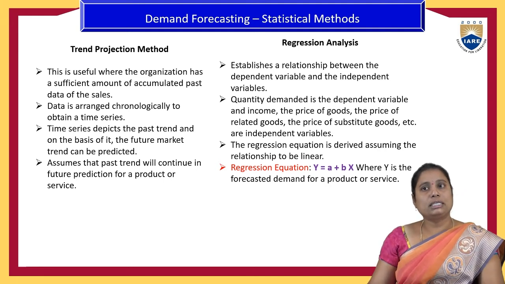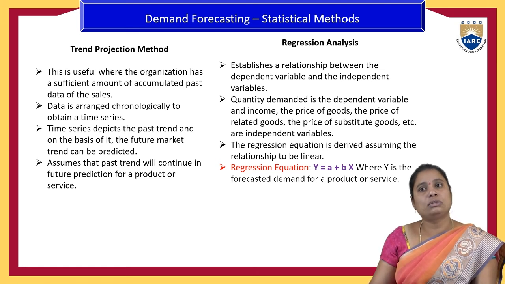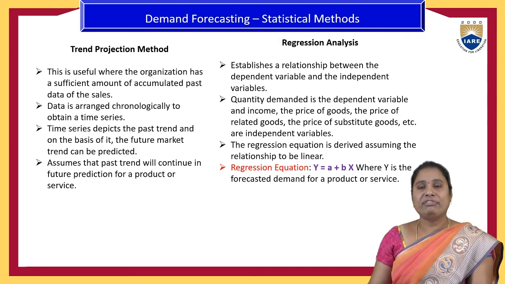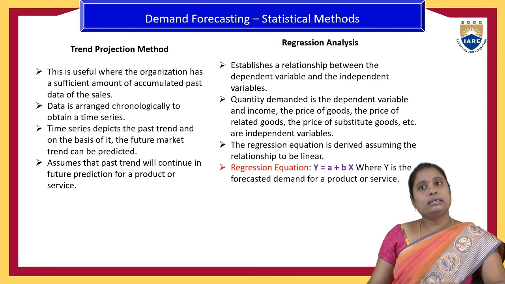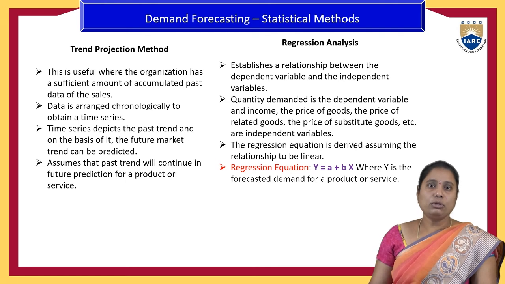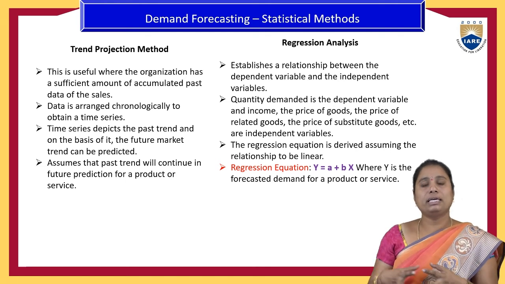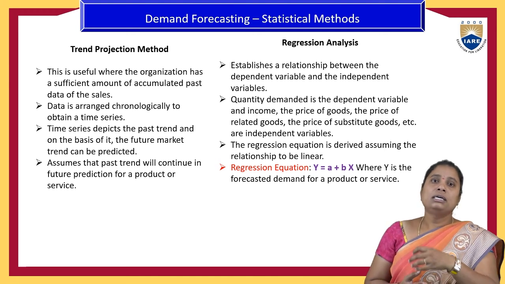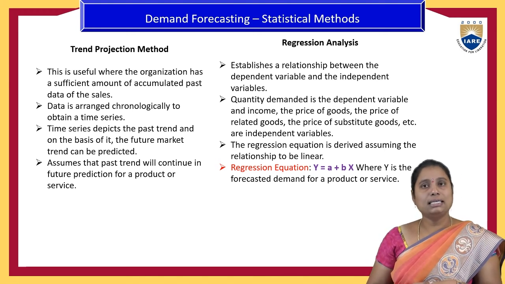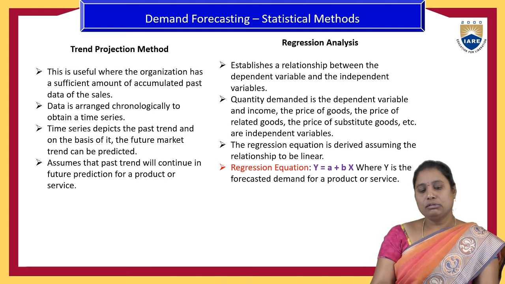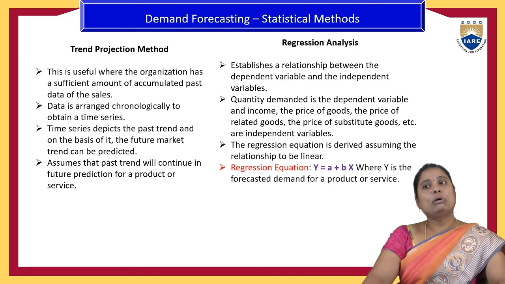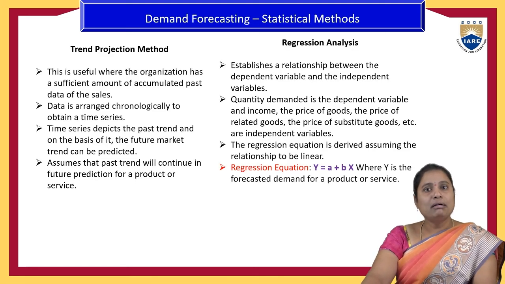The regression equation is y equals a plus b x, that is, sales might equal the cost plus a certain constant factor times profit levels. They can take this into consideration. Like this, for any projection, if they create a mathematical expression between the relationship of the variables in that estimation, then that is called regression analysis. So they can use either trend projection or regression analysis. These are all the methods of demand forecasting.